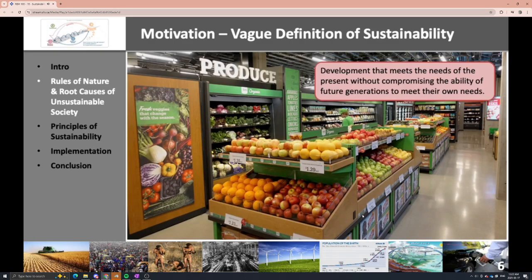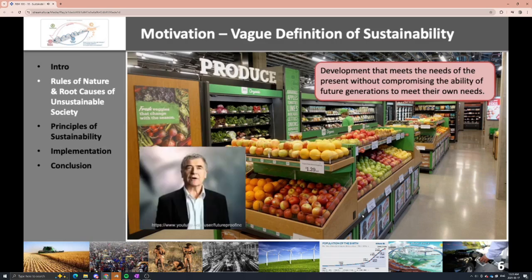When I'm in a grocery store, it's kind of difficult to relate my decision on what to buy or what not to buy to the Brundtland definition. How exactly do I make choices that do not affect the ability of future generations to meet their needs? And so this is where Karl-Henrik Robèrt is coming in.